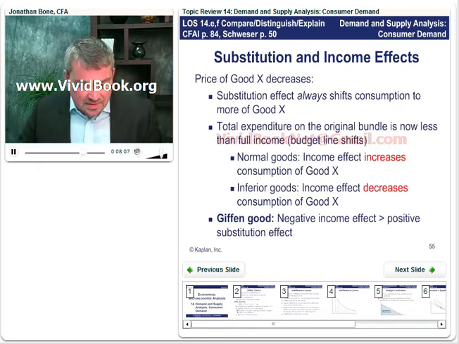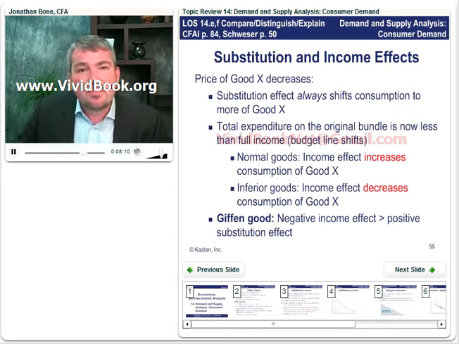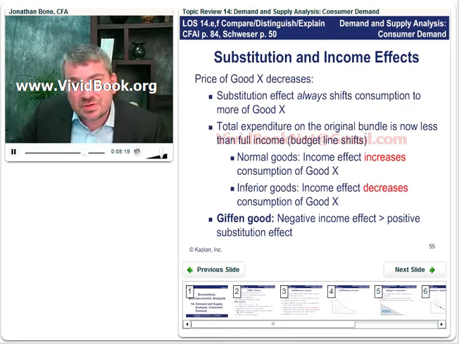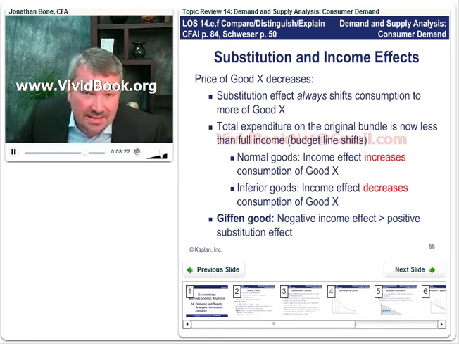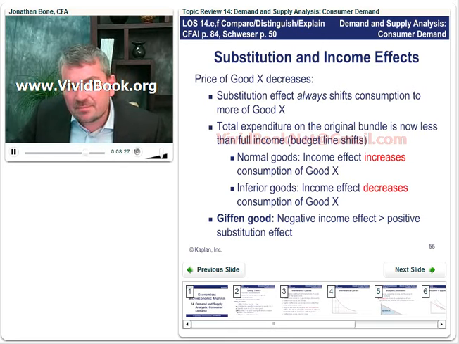Okay, we also need to talk about substitution and income effects, and we're asked to compare. Now the substitution effect says as good X's price decreases, it will always shift consumption to more of good X. So the substitution effect is simply saying as the price of a good falls, you will consume more of it. Now you can think about consumers making their decisions based on utility per dollar spent. Of course, if the price of a good falls, then the utility per dollar spent on that good increases. As a result, we will want to consume more. So the substitution effect means that as price comes down, consumers will substitute or consume more of that product.